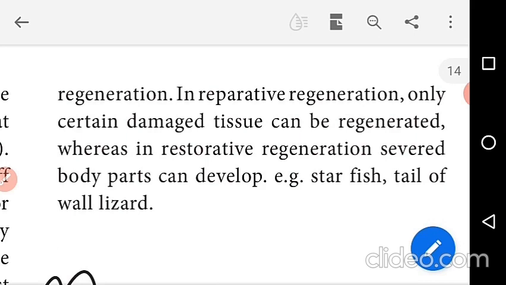Again I give the explanation. Epimorphosis has two types. One is reparative regeneration. Another one is restorative regeneration. Reparative regeneration means சீராக்கல், regrowth of only the lost tissues. Reparative regeneration is called சீராக்கல். The next one is restorative regeneration.